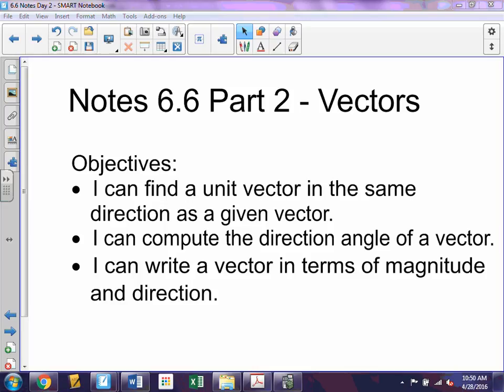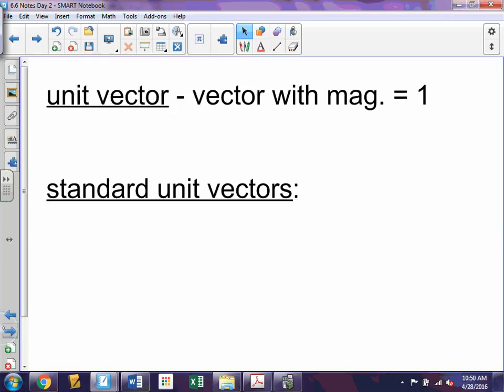Do you know right triangle trig? Anybody know anything about SOHCAHTOA? If you know SOHCAHTOA, you can do a direction angle. It's not hard. And then we're going to have to write a vector in terms of magnitude and direction. So if I give you the magnitude and the direction of the vector, you should be able to write the vector. So not hard stuff today, a couple formulas, but just knowing how to piece it together. So to start off here, we're going to talk about a unit vector.